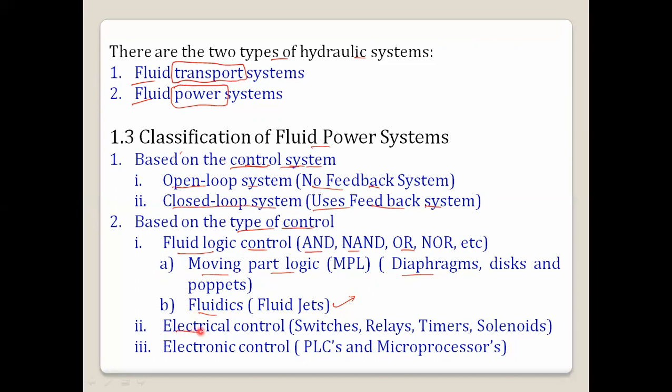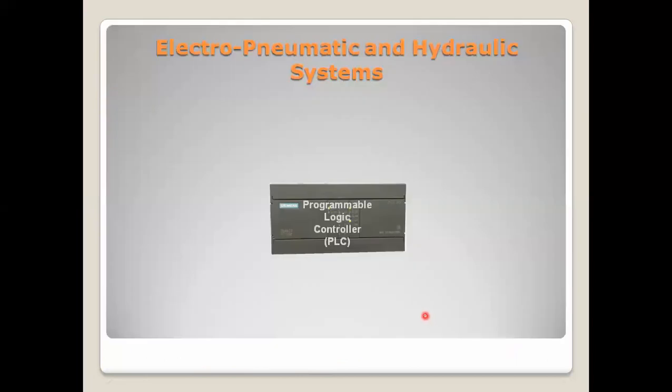The second type is electrical control. We already have a little awareness of electrical controls, like switches, relays, timers, and solenoids. We can control the operation by this electrical control also. Then electronic control means PLCs and microprocessors. If we use PLCs and microprocessors, then it becomes electronic control.